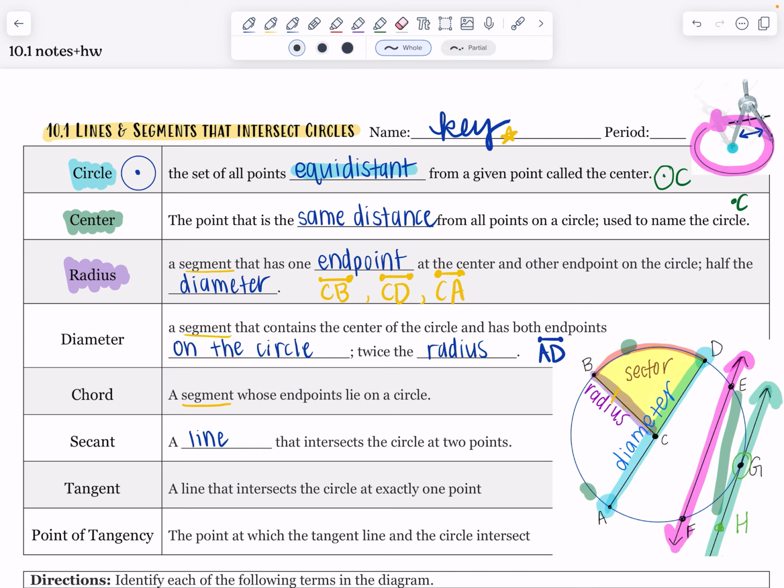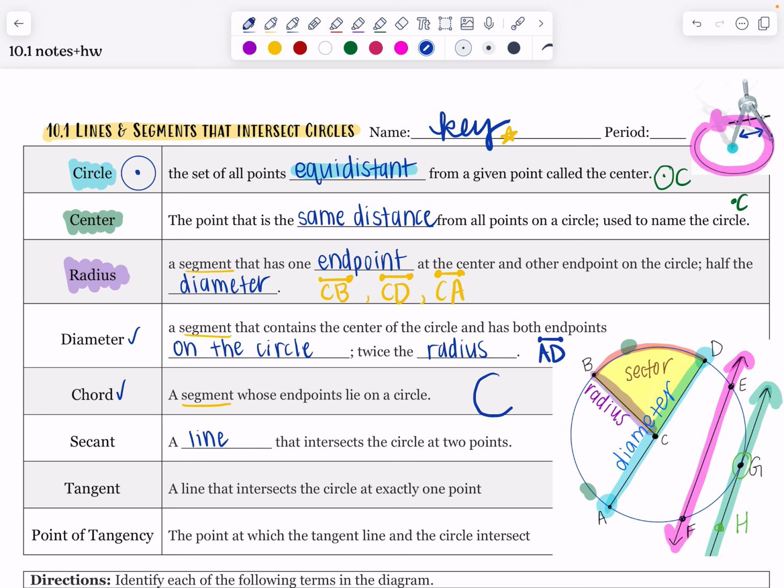So what have we talked about so far that is a chord? Let's look at what we talked about so far. What is a chord? A chord has to have both of its endpoints on the circle. So does a radius have both of its endpoints on the circle? No, it only has one. Is a diameter a type of chord? Yes, a diameter is a type of chord because both of its endpoints are on the circle, but it does not have to go through the center. So a diameter is a specific type of chord.